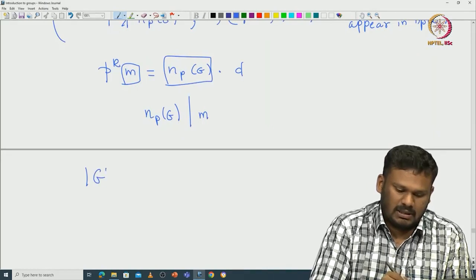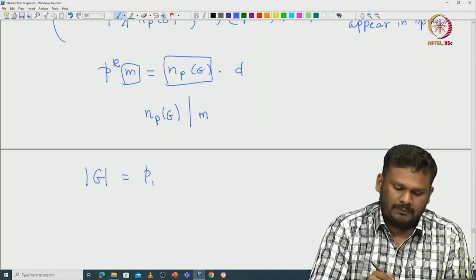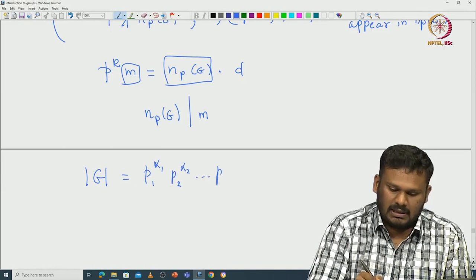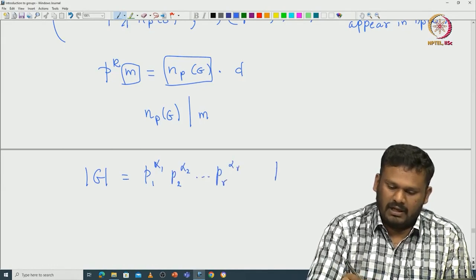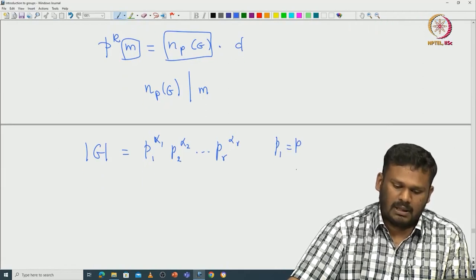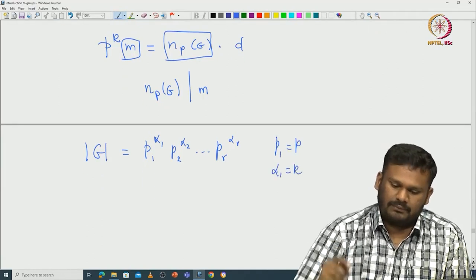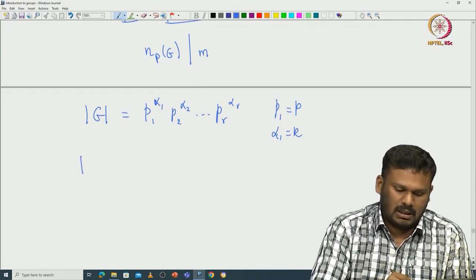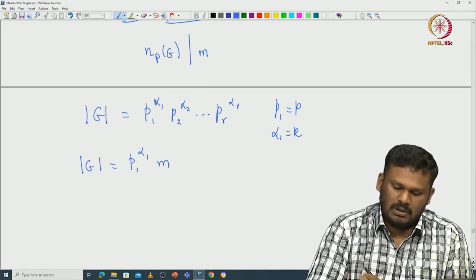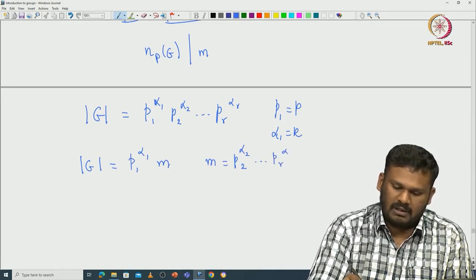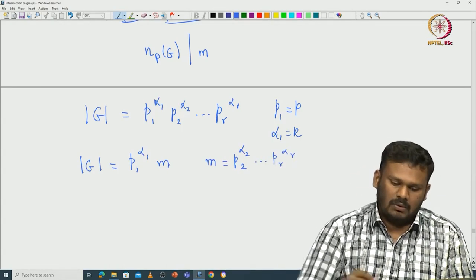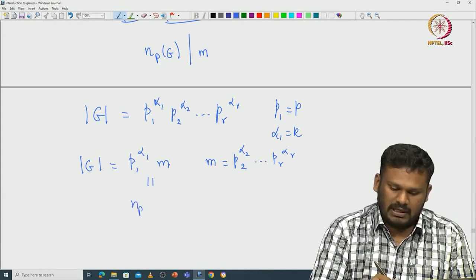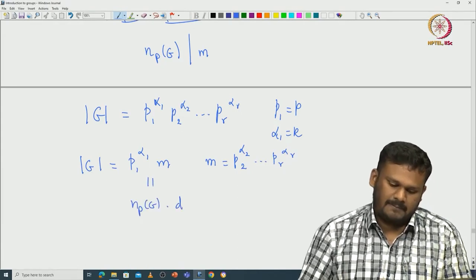Let's say the cardinality of G equals P1 power alpha 1, P2 power alpha 2, etc., PR power alpha R, where P1 let's say is P, and alpha 1 let's say is K. So that means the cardinality of G equals P1 power alpha 1 times M. So M will be exactly P2 power alpha 2 etc. PR power alpha R. So now you have written this exactly equal to NP of G times D.